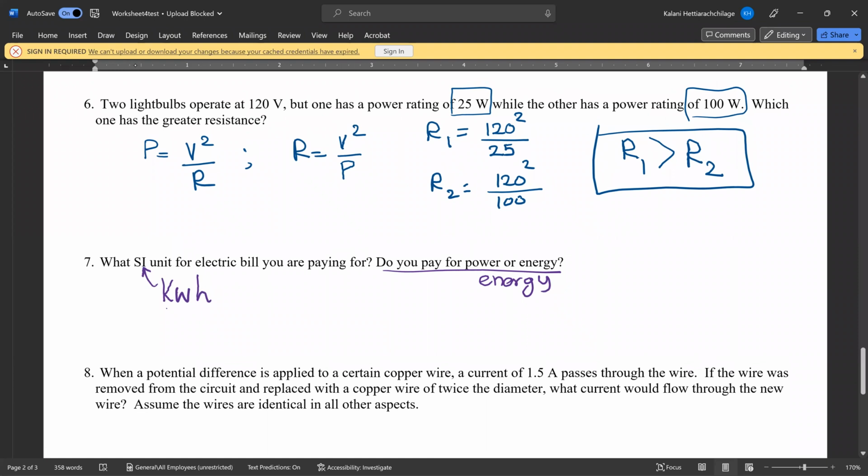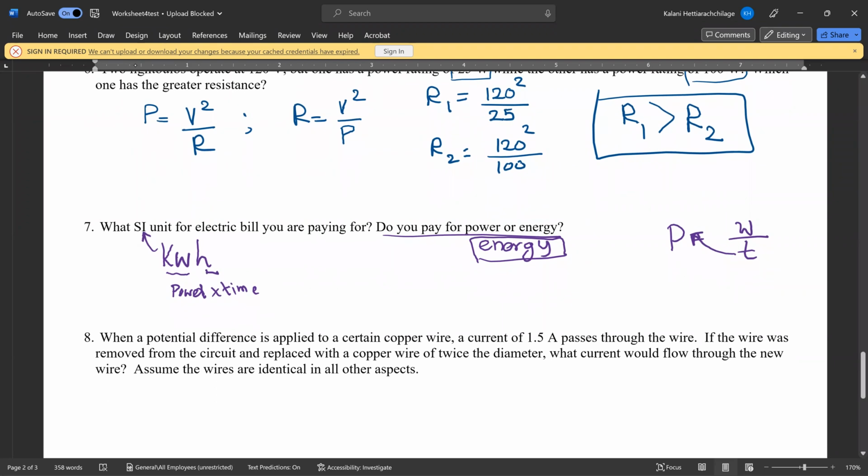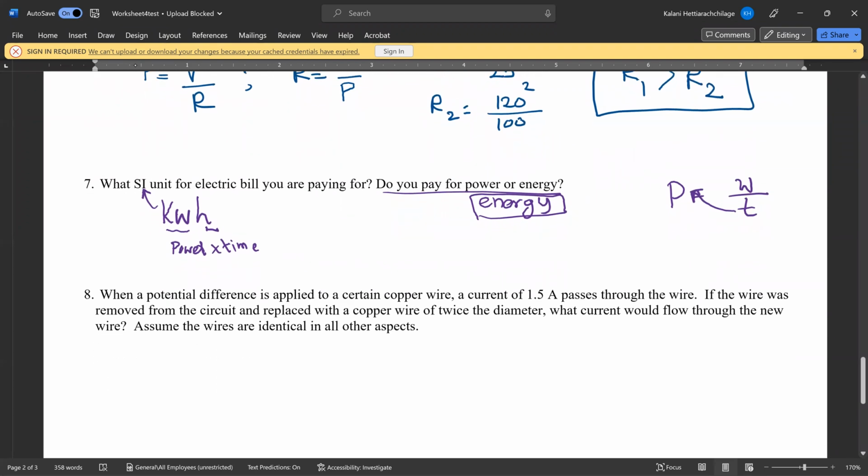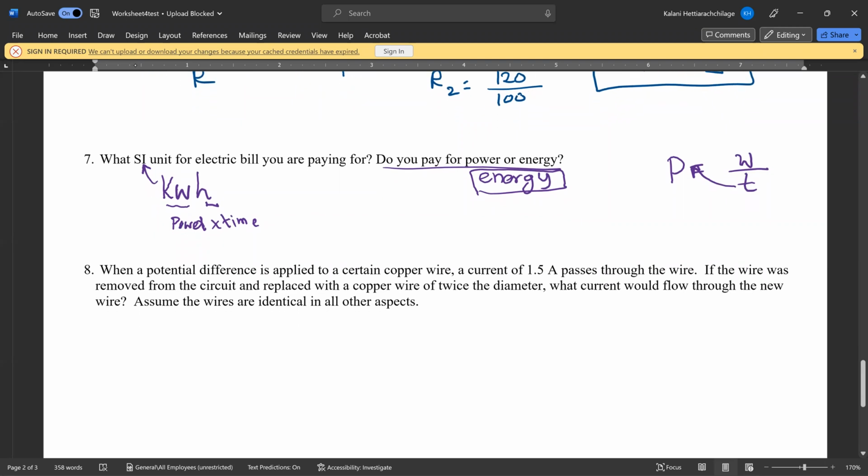So now you know that this part is power, right? And this part is time, right? You remember that power is defined as work done or energy divided by time. So if I multiply these two, that means I am paying for the work done. So that is the energy. We are paying for the energy, not for the power. Okay? That's the unit that we are paying. That's right. Okay, and let's move into question number 8.